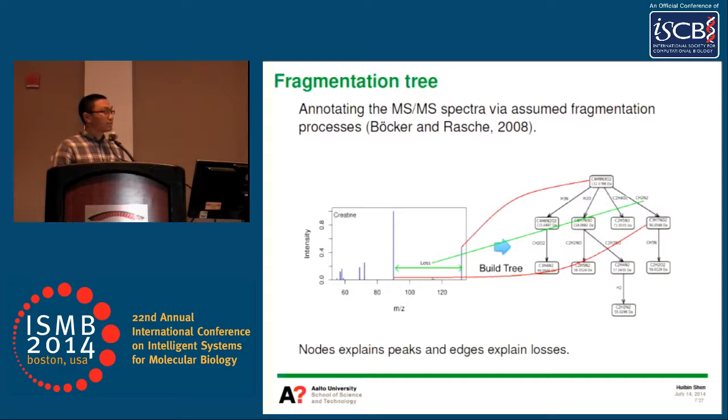And also you have some scoring strategies on the edges, so some edges are more plausible and some are not. By doing that, you have this constrained optimization problem where you want to find the tree that maximizes the score on the edges, and in the end, you find the best tree, the fragmentation tree. So each node in the tree corresponds to one peak in the spectrum, and each edge corresponds to the loss between the peaks. So this is the fragmentation tree we are going to use.